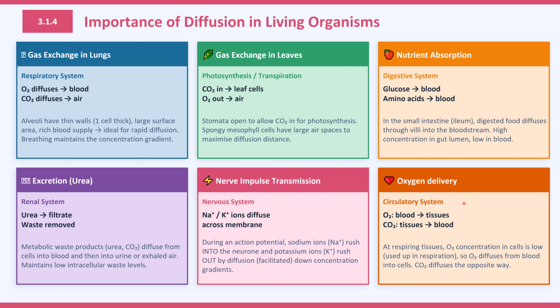Lastly, oxygen delivery. The circulatory system: oxygen diffuses into blood and then tissues, and carbon dioxide diffuses out from tissues into blood. In respiring tissues, oxygen concentration in cells is low, used up in respiration, so oxygen diffuses from blood into cells, and carbon dioxide diffuses the opposite way.